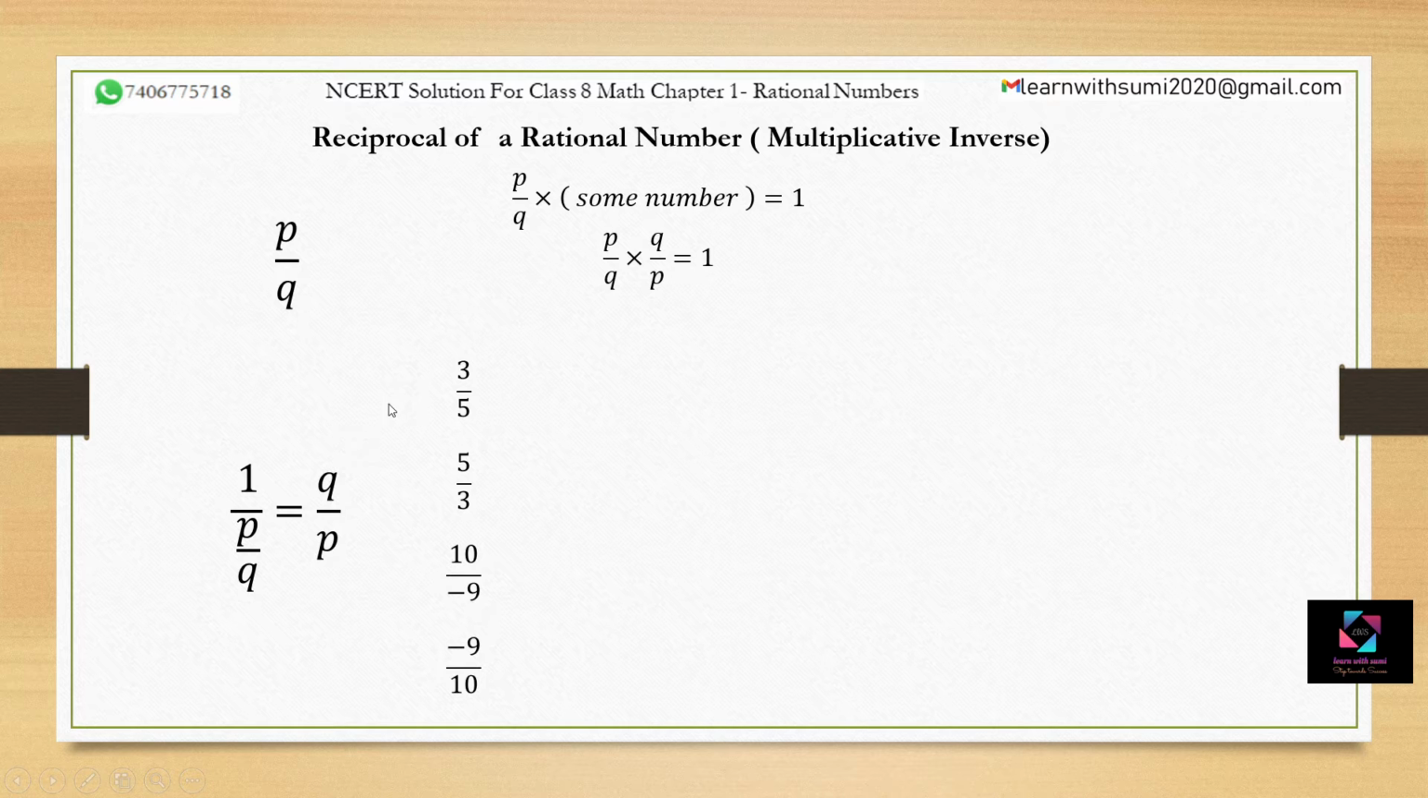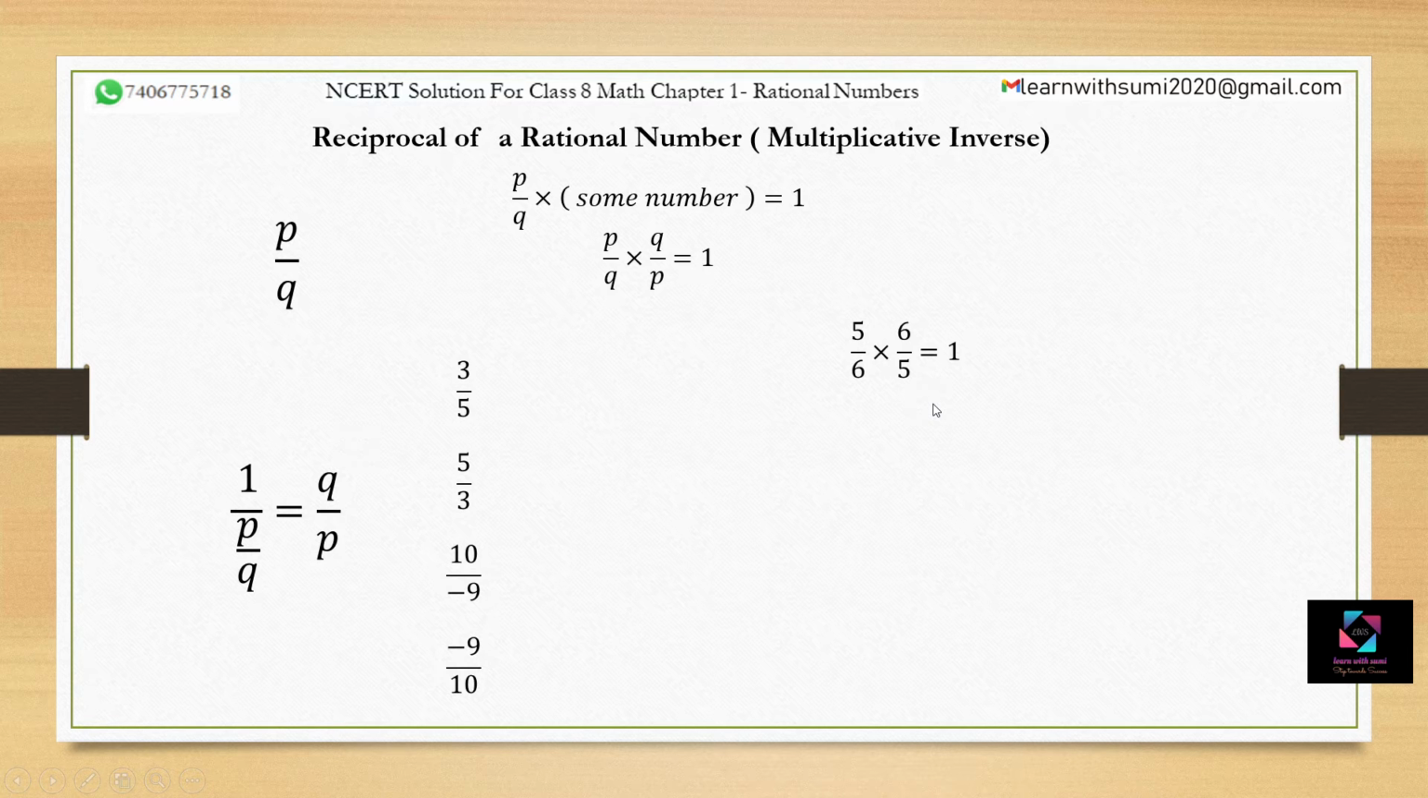So let's multiply and check whether it results in 1 or not. Let's check for 5 by 6. 5 by 6 is a rational number. Its reciprocal is 6 by 5. When you multiply them, 5 will get cancelled, 6 will get cancelled, and you will get 1.